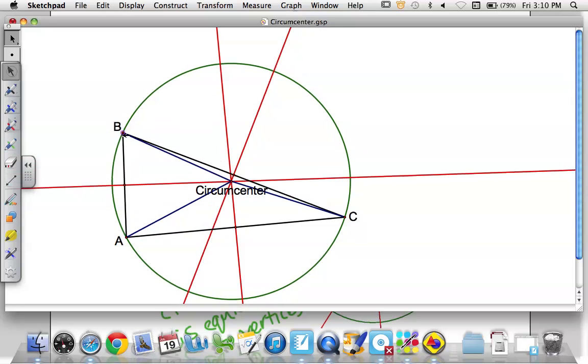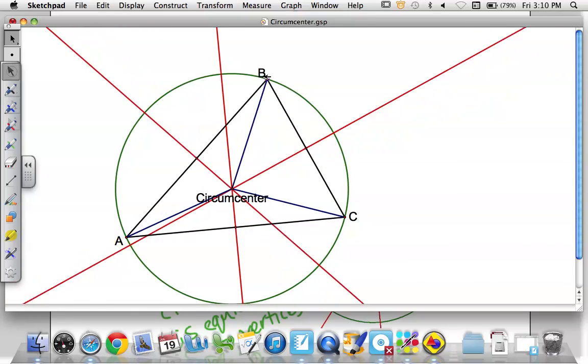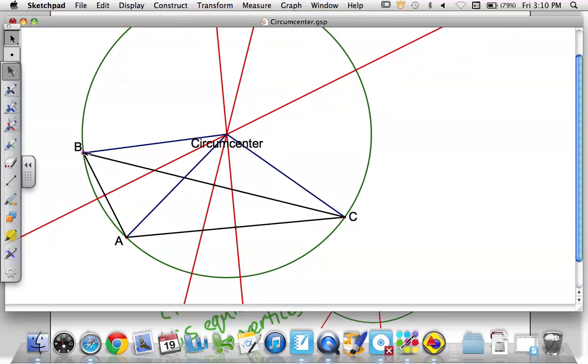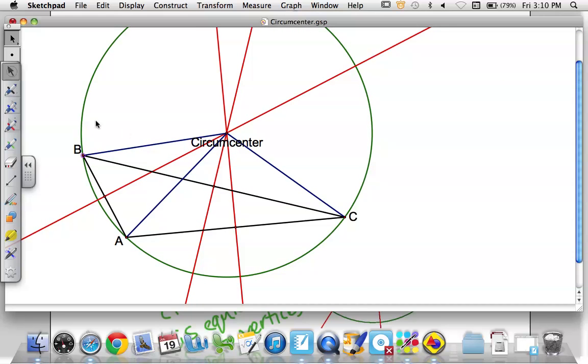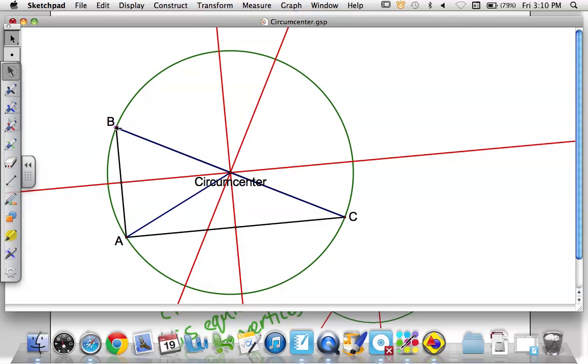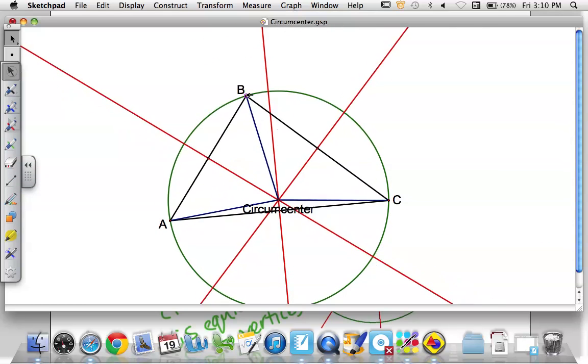I can change that triangle and notice that we still have a circle hitting every vertex. The cool thing is I can make the circumcenter go outside of the triangle. My triangle is ABC here. The circumcenter is outside of the triangle. That happens when you have an obtuse triangle. I can make a right angle, and the circumcenter is right on the triangle here. And I'm able to manipulate this even more.